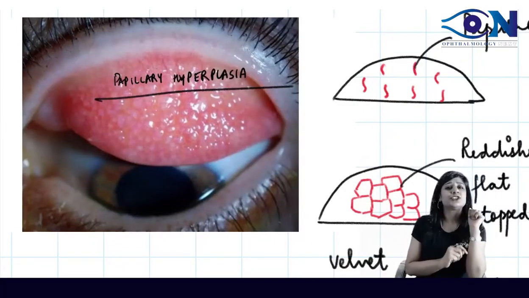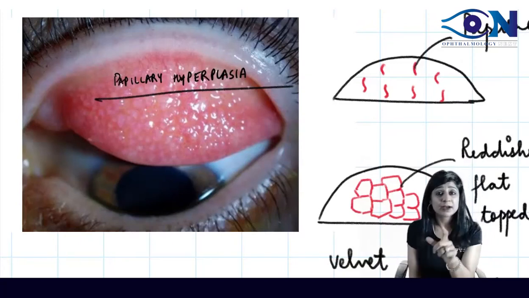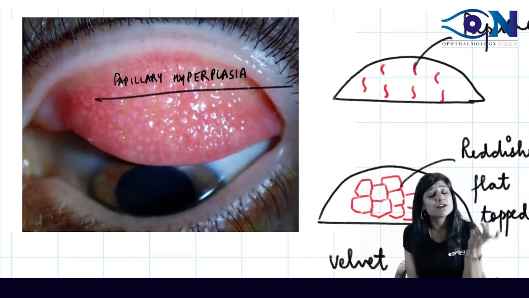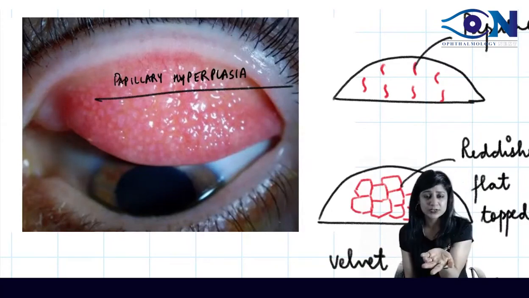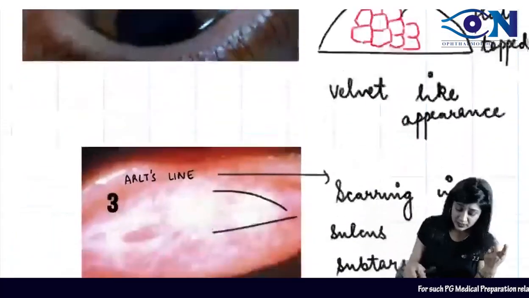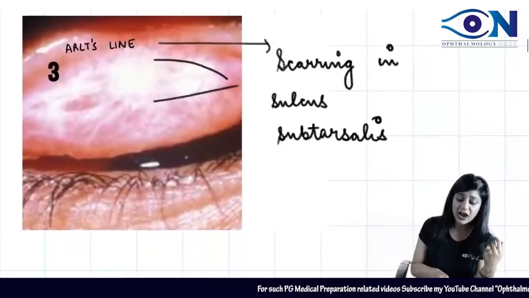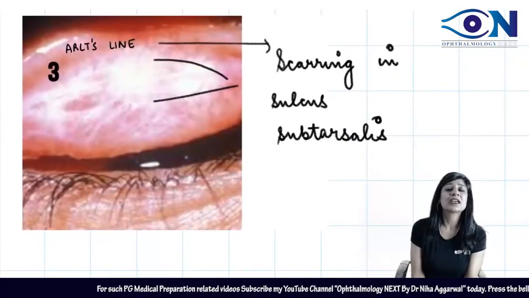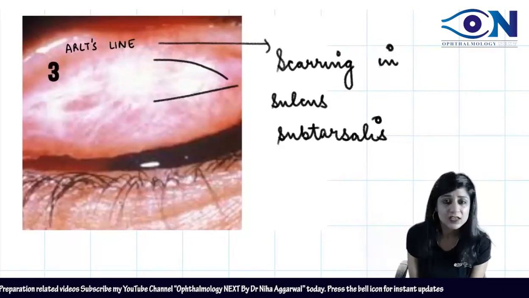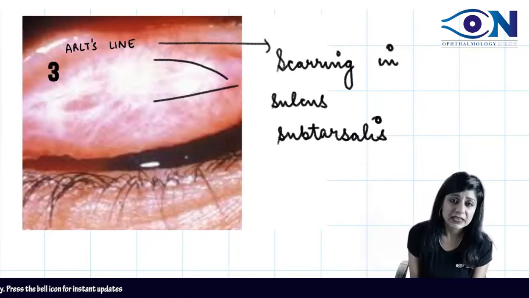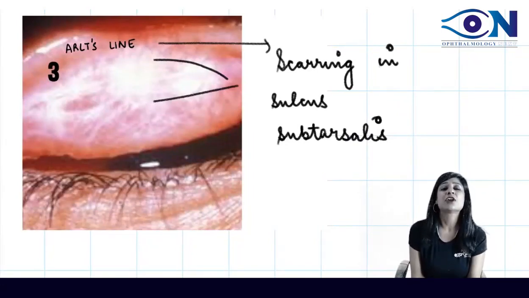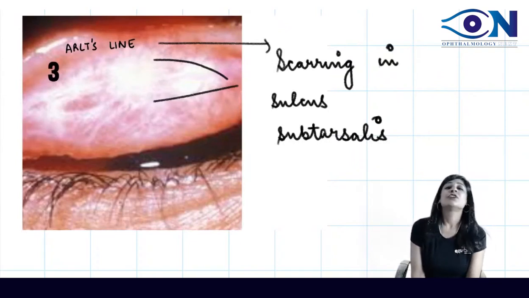Now come to pathology. Micro part we discussed, ophtha part we discussed. Whenever we have inflammation, we will have the scarring, we will have the fibrosis. So fibrosis will come in the form of the Arlt's line. You must have heard about the Arlt's triangle also. Arlt's triangle is found in acute anterior uveitis, while this is your Arlt's line. In Arlt's line we have the scarring which is found in the sulcus subtarsalis.